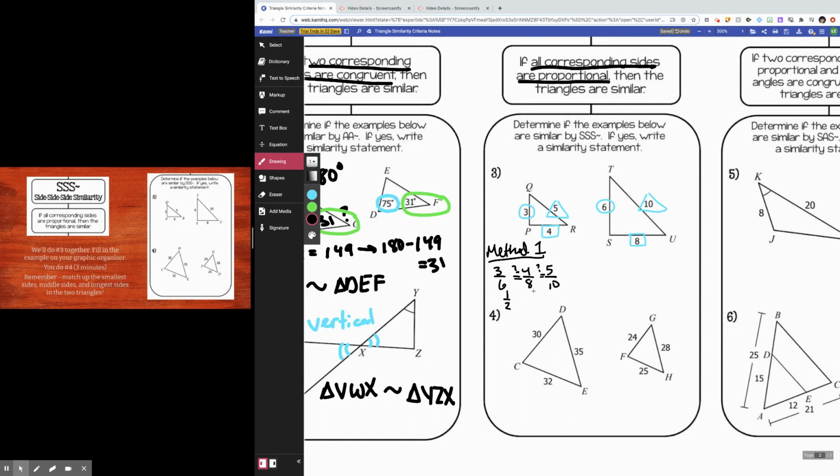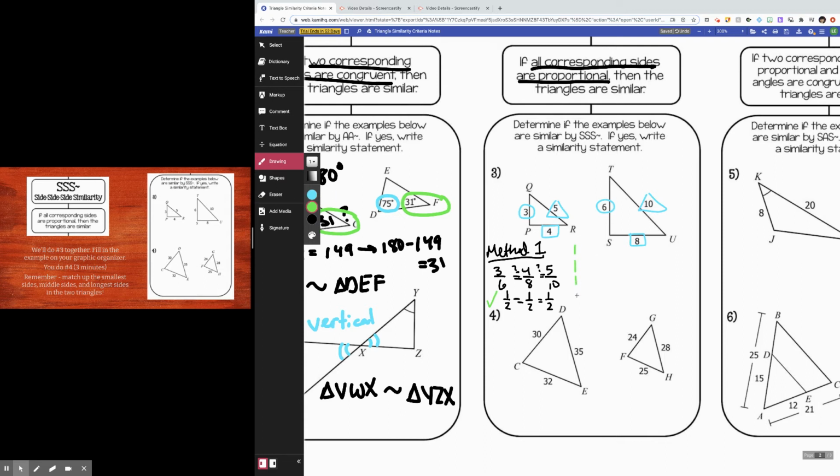The greatest common factor between 4 and 8 is 4. 4 divided by 4 is 1, 8 divided by 4 is 2. It's looking good so far because I have those that are equal. And then same thing with 5: the greatest common factor between 5 and 10 is 5. That's the biggest number that goes into both 5 and 10. So 5 divided by 5 is 1, and 10 divided by 5 is 2, so it's 1/2. So I can say, check, all 3 of these proportions are equal. That means that the triangles are similar.